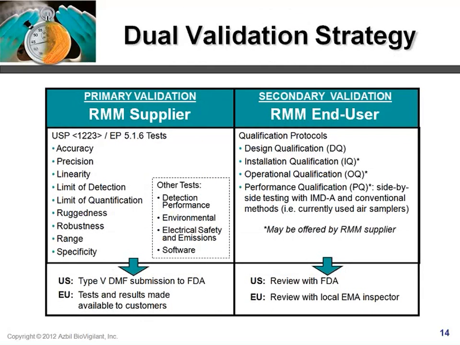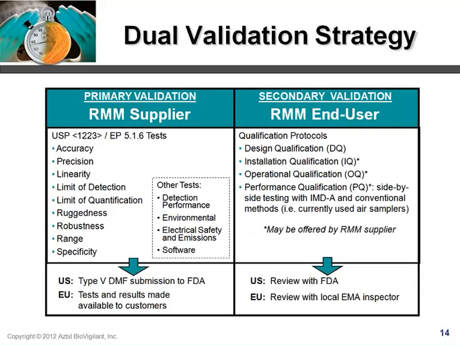So what we're looking at now is a graphic illustrating the strategy that Azbil BioVigilant has developed over the past 5 or so years with both the FDA and the EMA in Europe for validation of the IMDA system. The left-hand side of the graphic is what we call primary validation, and this is a validation that is performed by the RMM supplier and includes all the tests that we just talked about. And what that culminates with, at least in the US, is a Type 5 Drug Master File submission to the FDA, and in Europe, the tests and results are reviewed with regulators but also made available to customers.